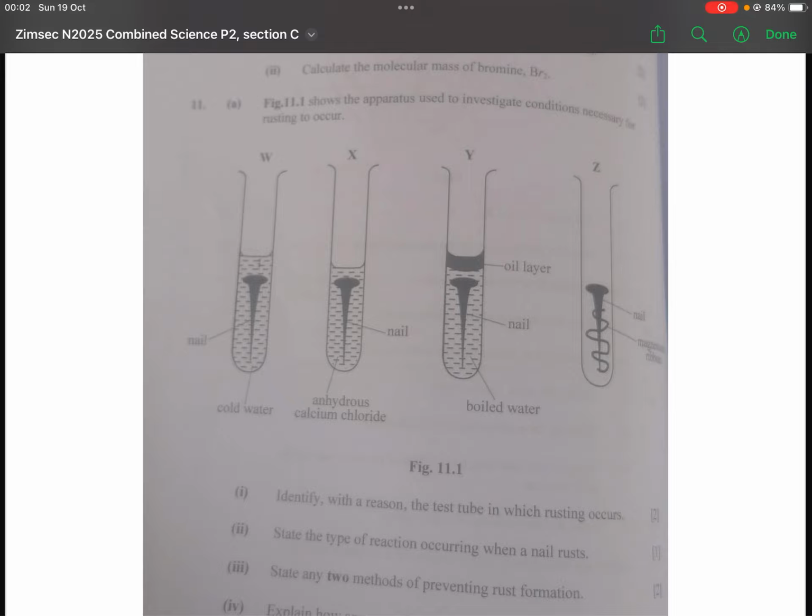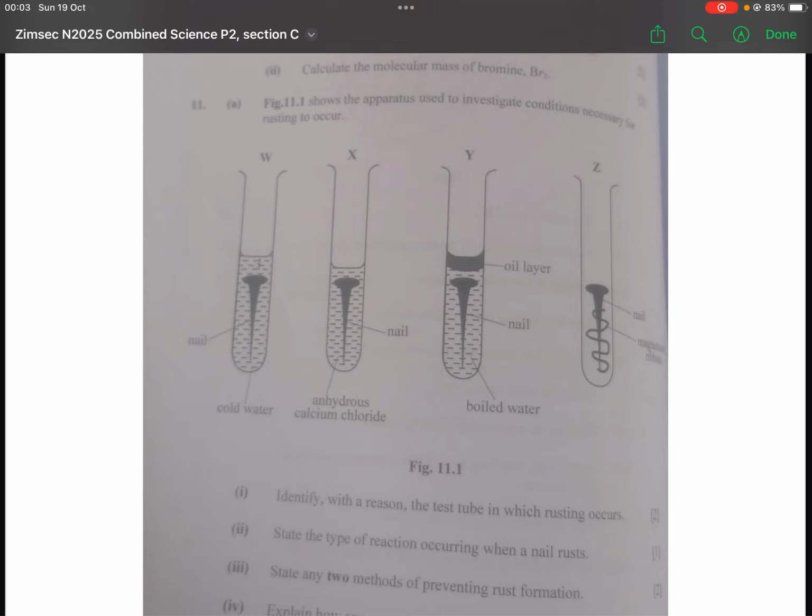And then in Y, the nail is boiled in water but covered by the oil layer. Rusting is unlikely to occur because the oil layer prevents oxygen from reaching the nail. And then lastly in Z, the nail is coated with magnesium, which is more reactive than iron and will sacrificially protect iron from corrosion, which is known as galvanic protection.